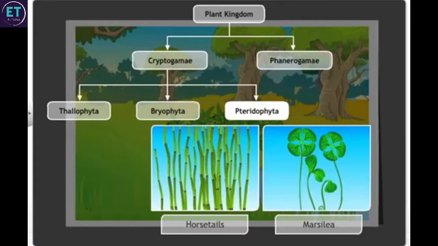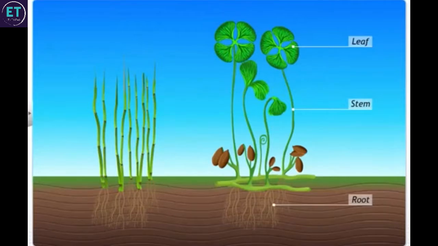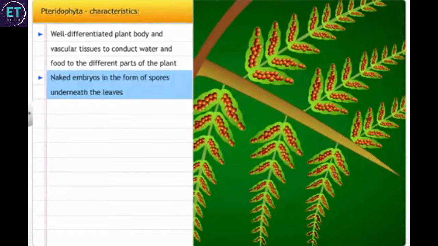Horsetails and Marsilea are also pteridophytes. Unlike thallophytes and bryophytes, the plant body of pteridophytes is differentiated into stem, leaves, and roots. They also have vascular tissues to conduct water and food to the different parts of the plant. Like thallophytes and bryophytes, these plants also have naked embryos in the form of spores underneath the leaf.